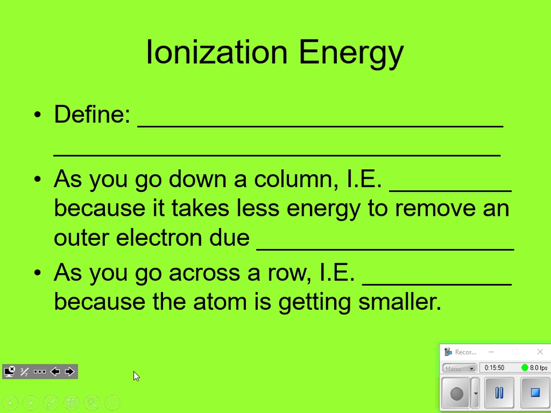I misheard you. Is ionization energy about gaining electrons or losing electrons? Losing. So is it easy to lose or not to lose? Now the trend again as you go down a column, I'm going to ignore the blanks right now, but if you look at my second line, it takes less energy to remove an outer electron due to whatever.